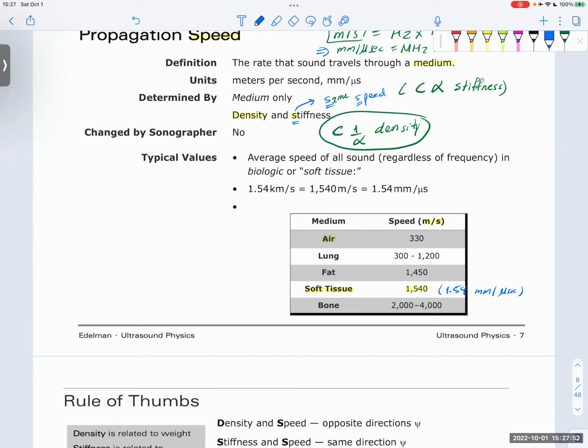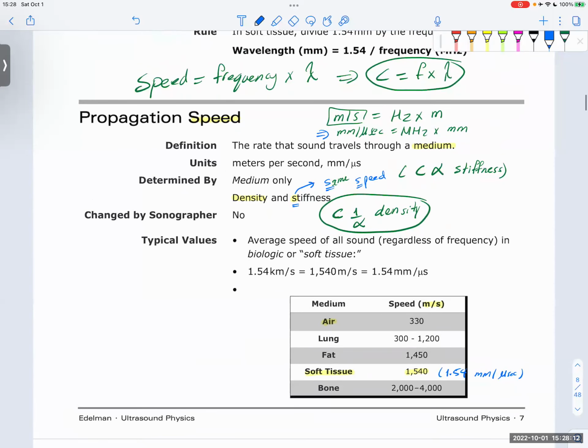So the question might give you a frequency in megahertz and ask you to calculate the wavelength. If the question gives you the frequency in hertz, then you can use the speed in meters per second. You don't need to convert. That way it's much easier for you. If the question gives frequency in megahertz, then you can use directly the speed, which is 1.54 millimeter per microsecond. We're going to use some examples soon.